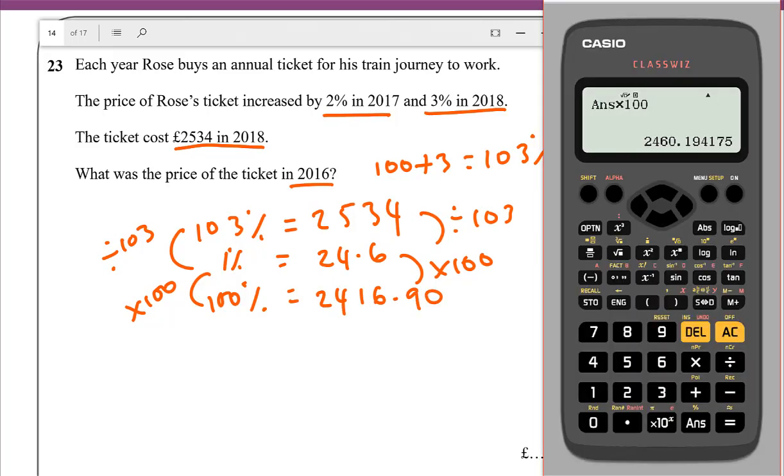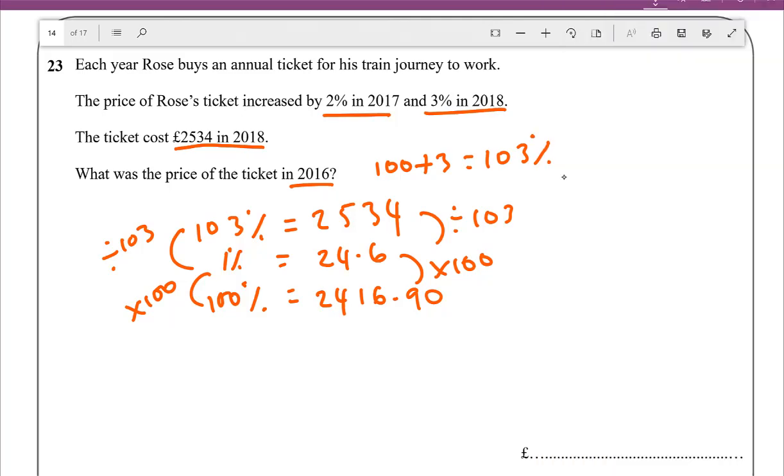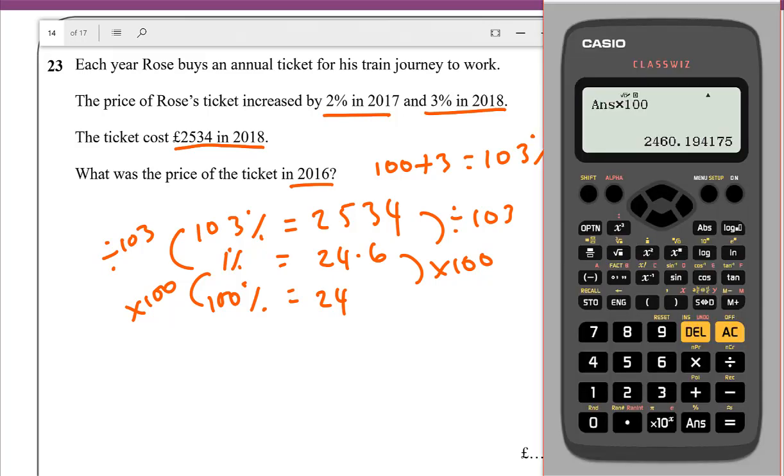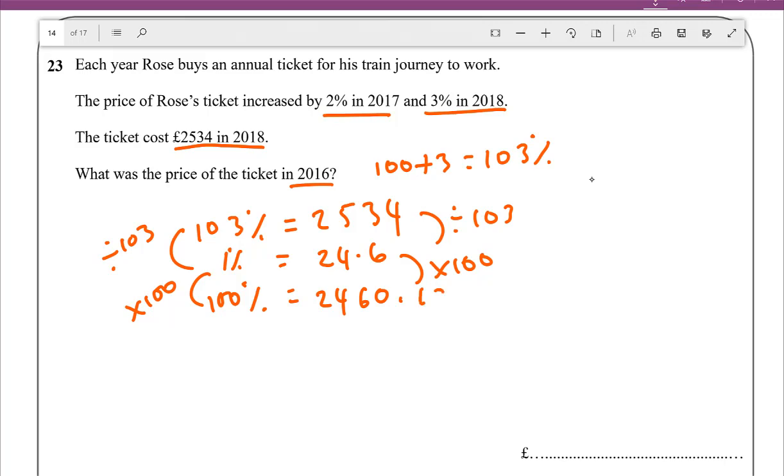Let's double check that digit. 2460. Sorry, not 16. Always be careful when you're writing the digits from your calculator. Obviously, you have to look away from the screen, so you make those mistakes. 2460.19. So 2,460 pounds and 19 pence, and that was the price in 2017.